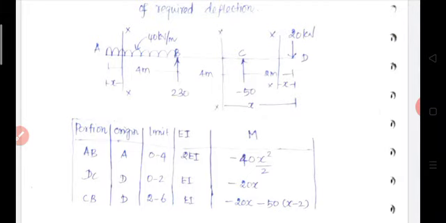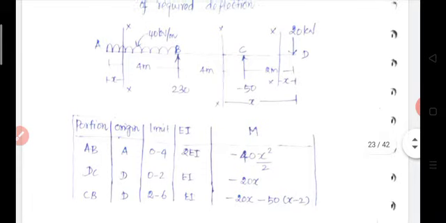So, moment is equal to minus 40 x square by 2. Then, for the DC portion, origin is D, limit is 0 to 2 meter, flexural rigidity is equal to EA. So, we are taking moment at section XX, which is x distance from D. So, on the right of this section XX produces a moment of minus 20 x.